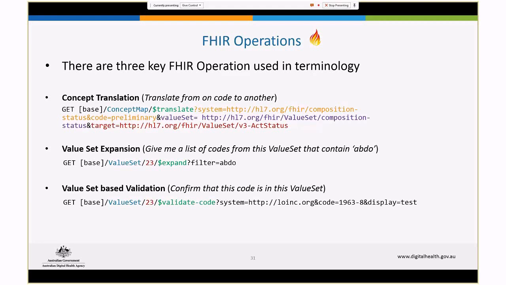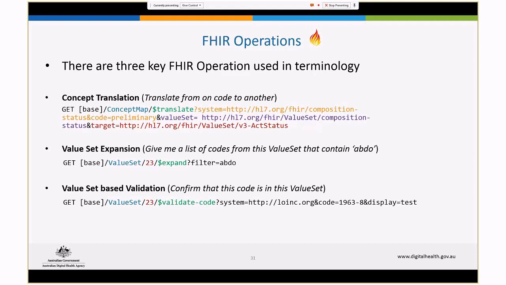And then we're telling it about the code I have. It has a system of http://hl7.org/fhir/composition-status, and the code is preliminary. So that's the code I have. And then I'm saying, given the value set http://hl7.org/fhir/ValueSet/composition-status, where I believe this code comes from, I want to map it to an equal code that lives in the target value set, hl7.org/fhir/ValueSet/v3-ActStatus.